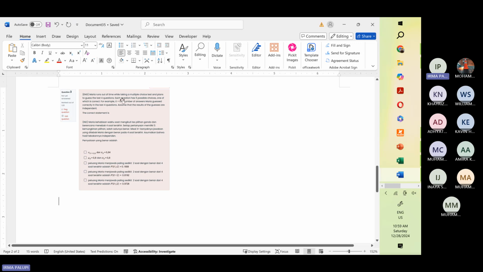It's also said here that each question has 5 possible choices, only one correct. Assume it doesn't say anything about the probability of being correct for each option, but in that case we can assume every choice has the same probability. So for 5 given choices, only one correct, the probability of correct is 1/5. That's the probability of success, and what we want is the number of correct answers that Maria can guess among 4 questions.